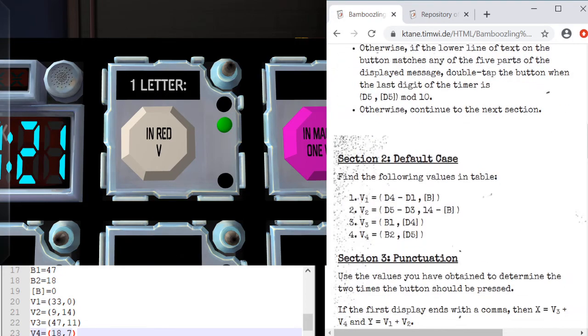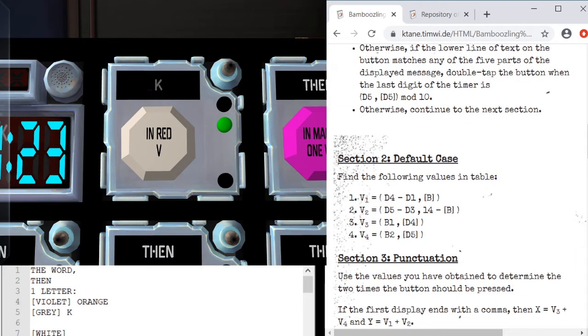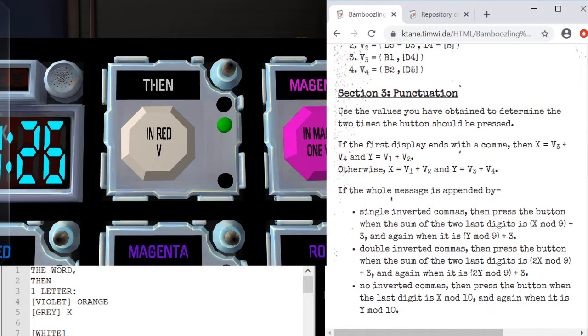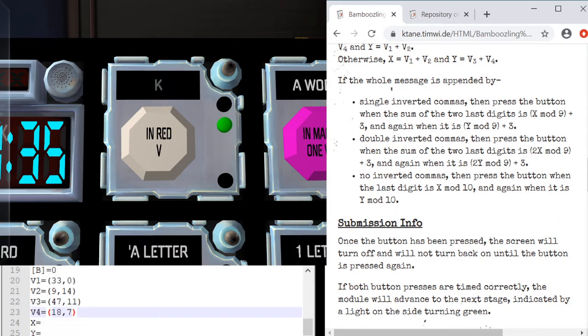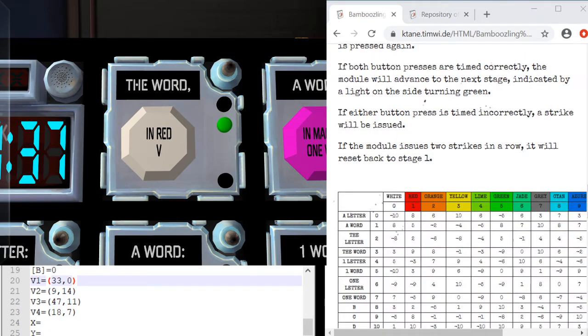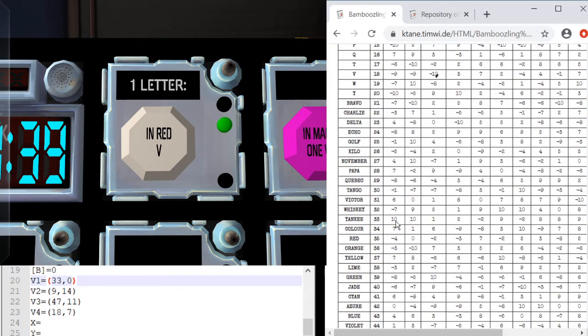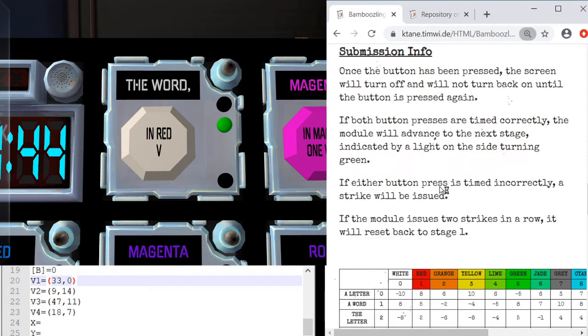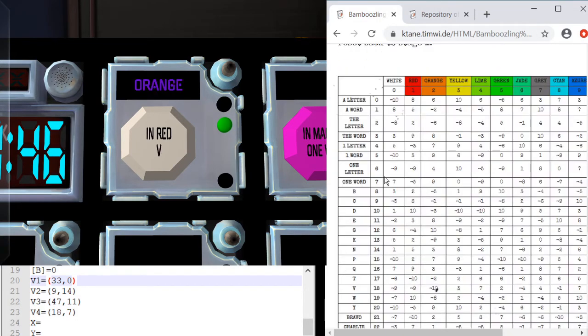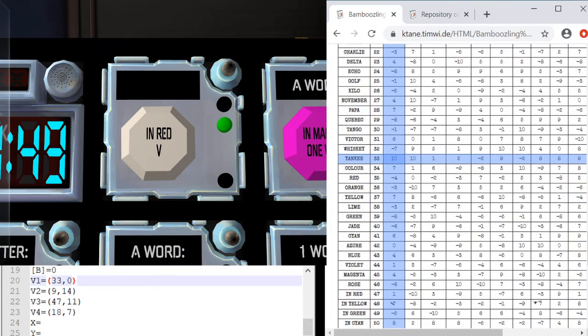So, in this case, there are no quotation marks or commas as is in here. So we press the button when the last digit is X mod 10, and again when it is Y mod 10. So, first of all, let's grab these values. I almost forgot to do that. 33, 0. Oops. Do that sometimes. 10. Okay.